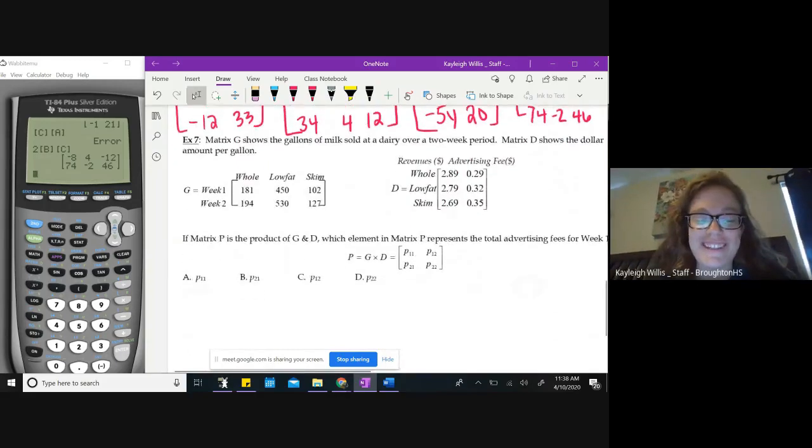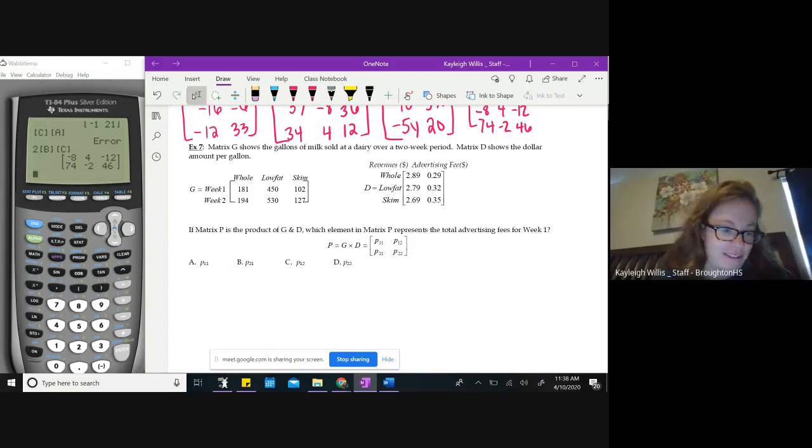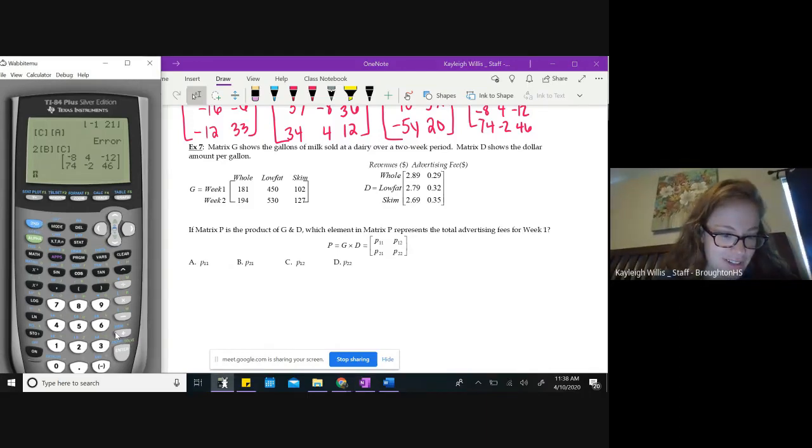All right, friends. This is our last one. You're probably like, thank goodness. Example 7, matrix G shows the gallons of milk sold at a dairy over a 2-week period. Matrix D shows the dollar amount per gallon. So they've given us both of them. If matrix P is a product of G and D, oh man, I gotta type these all in. All right, I'm gonna clear my calculator because I like to clear it.